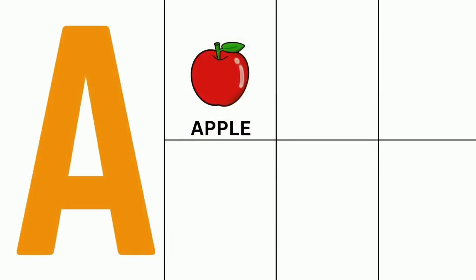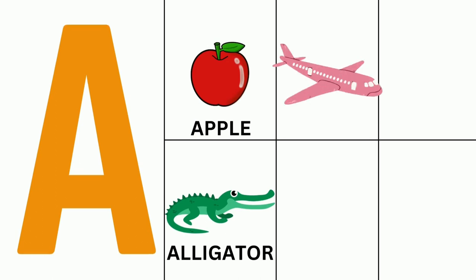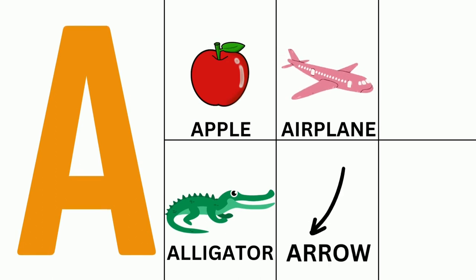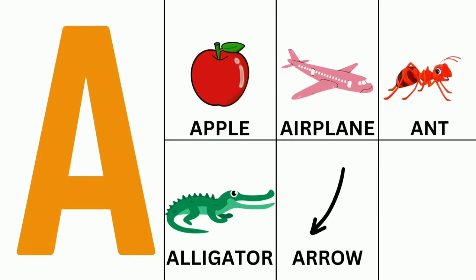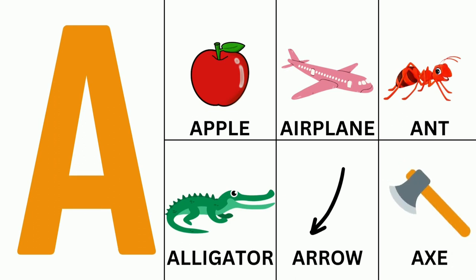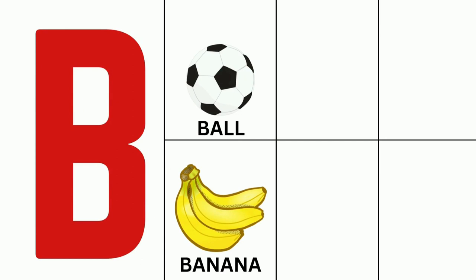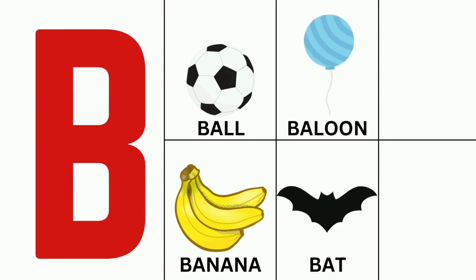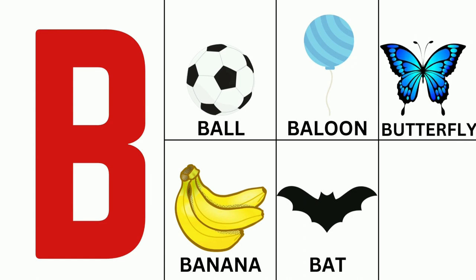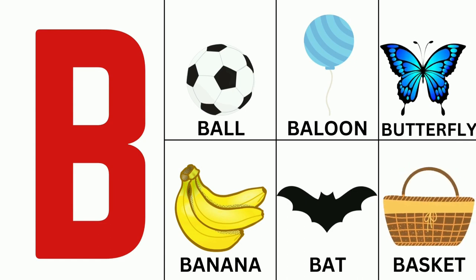A. Let's learn the words that start with A. A for apple, A for alligator, A for airplane, A for arrow, A for ant, A for X. B. Let's learn the words that start with B. B for ball, B for banana, B for balloon, B for bat, B for butterfly, B for bus.